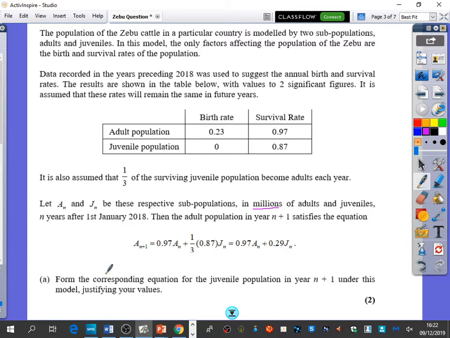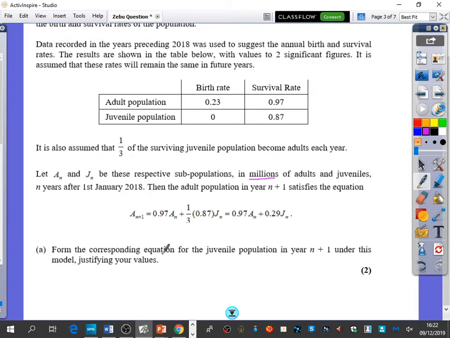So the first thing that we want to try and do is to form the matching equation for the juvenile population in the year n plus 1 under this model, justifying the values. So we're going to work out now what J of n plus 1 is. What do we think it's going to be? How are juveniles, what are the juveniles next year? Where are they coming from?